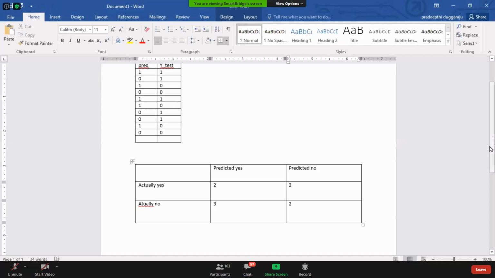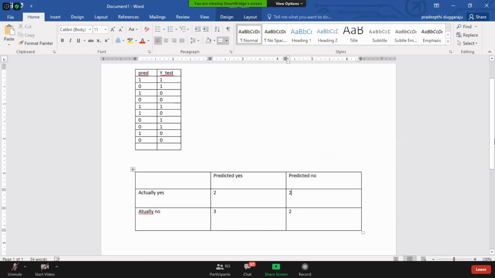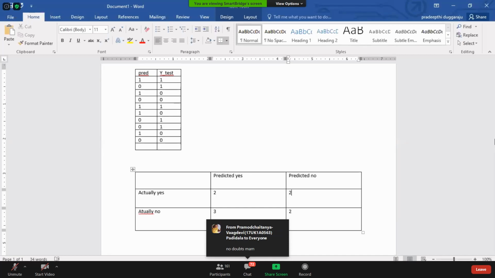Understood? Understood, guys? How is this confusion matrix formulated? Yes? Any doubts? If so, just let me know. Cool.